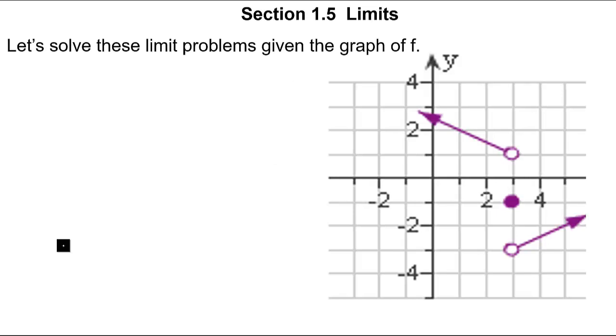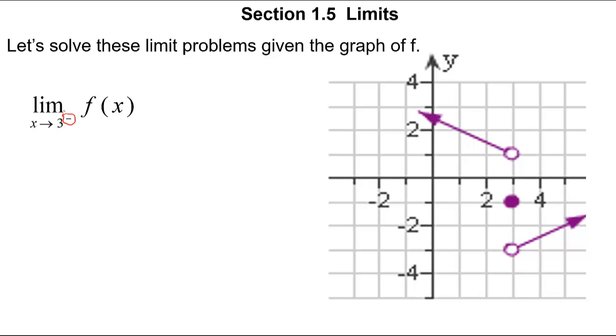Let's look at this problem where we're given the graph of the function. This is actually a piecewise defined function, and we want to find some limits based on that. Let's start off with this one. Find the limit as x approaches 3 of the function f of x, but we're approaching from the left.